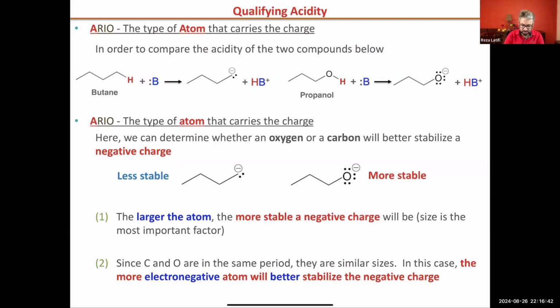And in this case, we have carbon versus oxygen. Carbon and oxygen are in the same period, so their sizes are the same. If the size cannot help you, then you move to the electronegativity. The one that is more electronegative can more easily handle the negative charge whenever you form a conjugate base. So that conjugate base will be more stable. That means your starting compound will be the stronger acid.